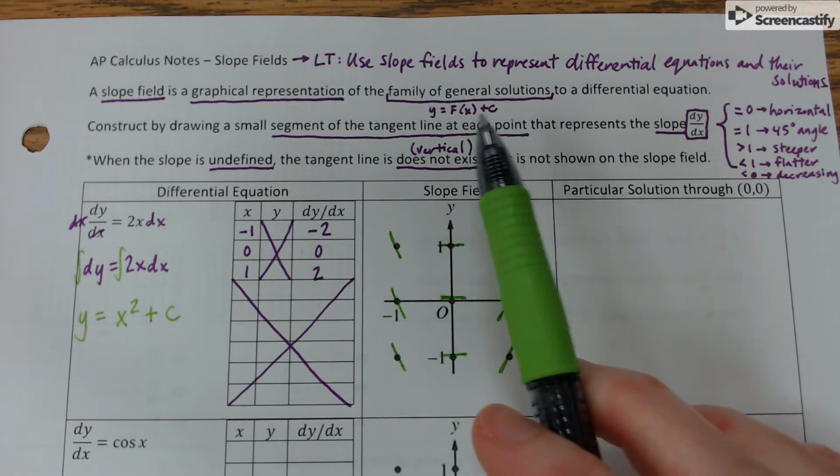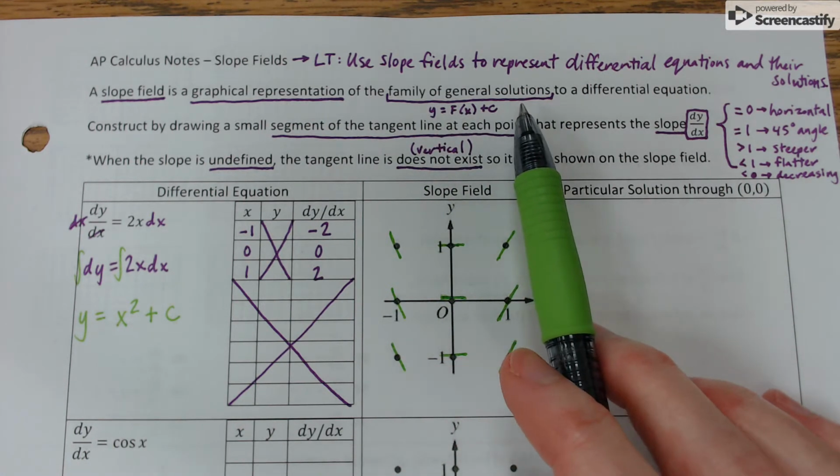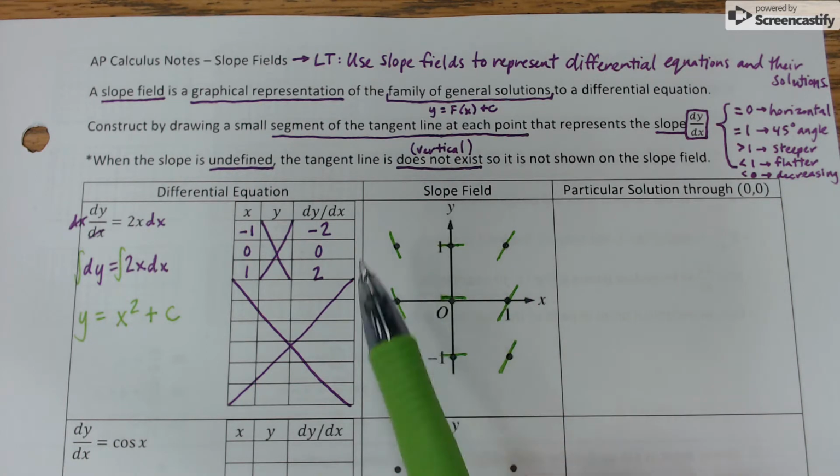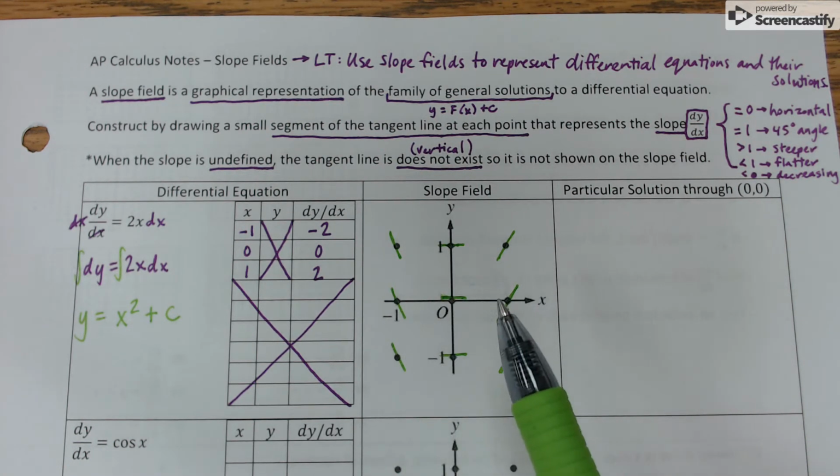And remember, it's a set of parabolas because what we just found was a family of general solutions. So if we were to graph even more points on the slope field, we would see an infinite number of parabolas develop.